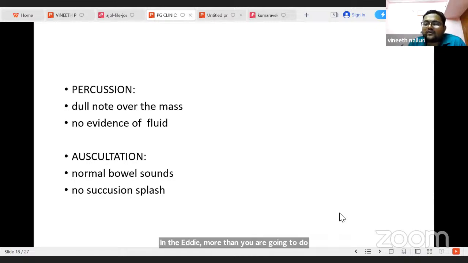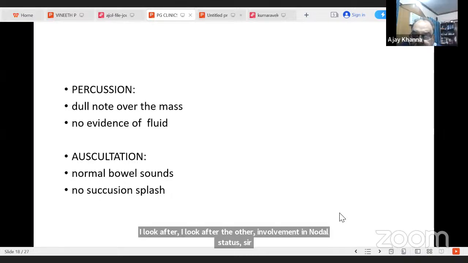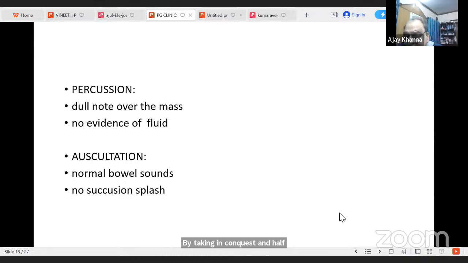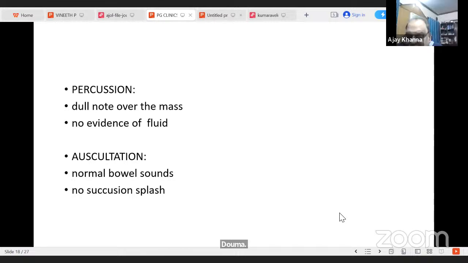I look for other organ involvement and nodal status, sir. How do you look for that? By taking a contrast enhanced CT, sir. Okay. How do you read a CT scan usually? Any CT scan, how do you read it for a malignancy? It is the same as the TNM. Okay. You look for the tumor, the nodes, and the metastasis.